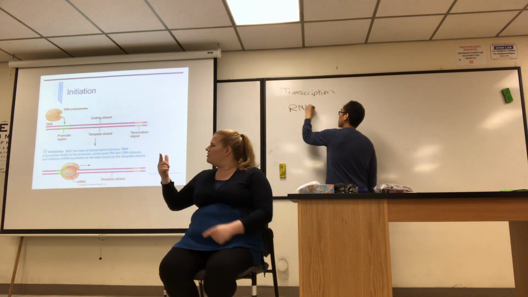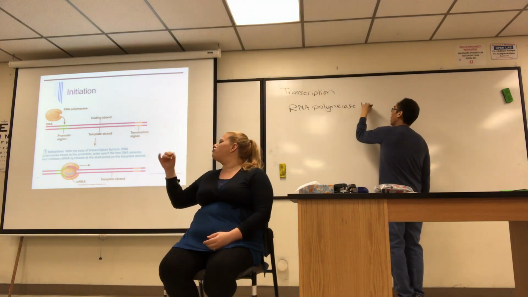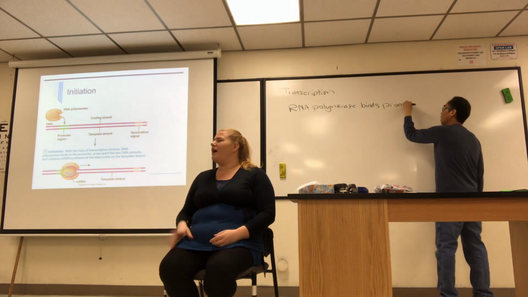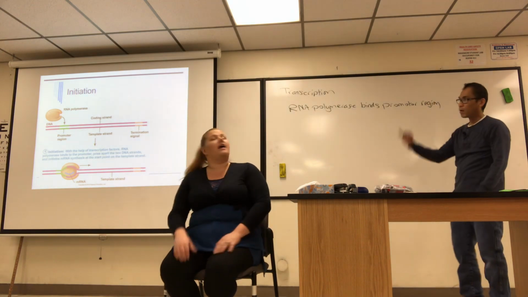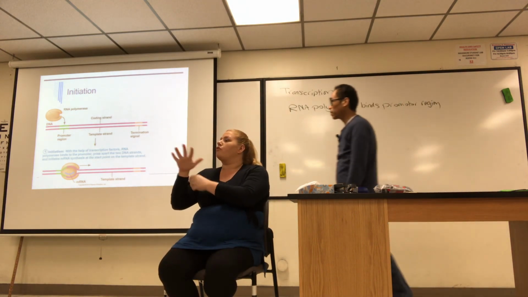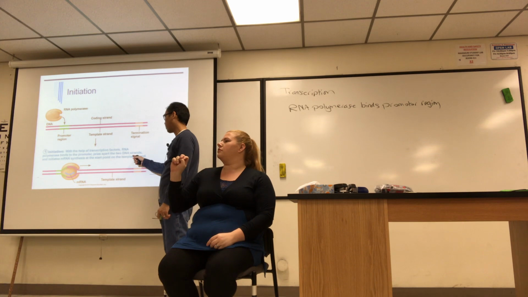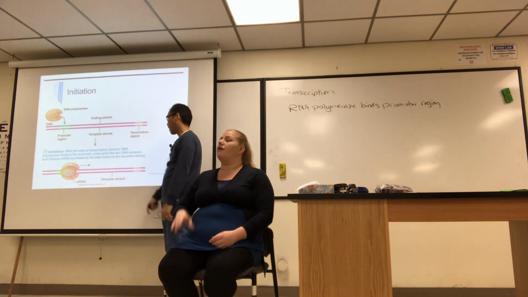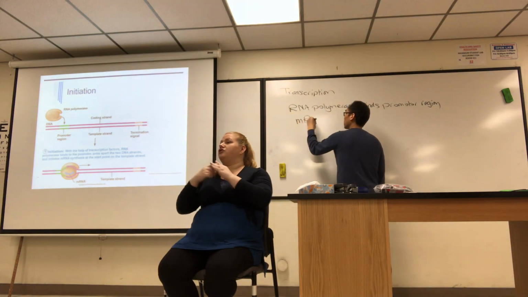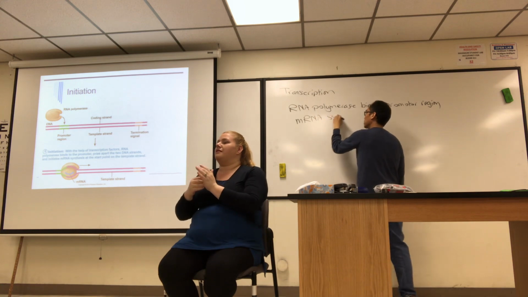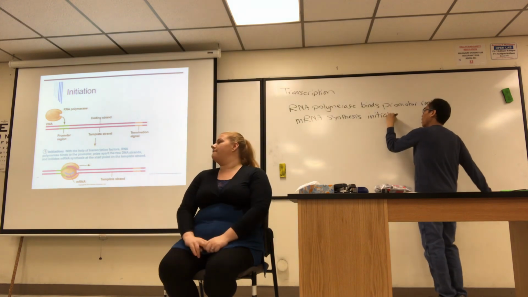The RNA polymerase, that's the enzyme, binds the promoter region. That's what they call initiation, okay? With the help of the transcription factors, RNA polymerase binds to the promoter and pries apart the DNA into two strands and initiates the mRNA synthesis. mRNA synthesis initiated. Moving on.